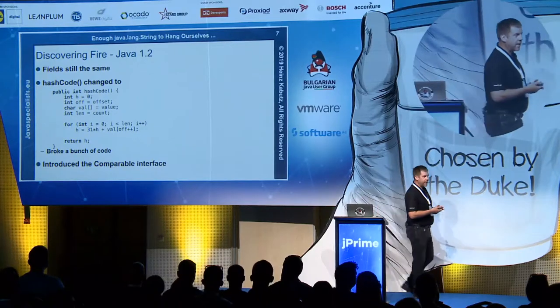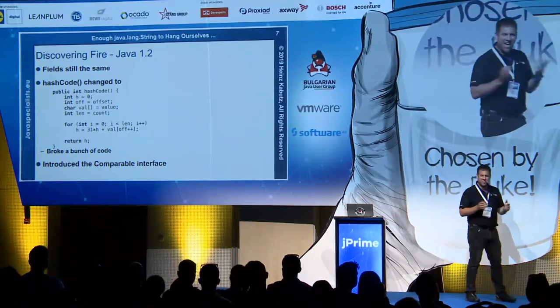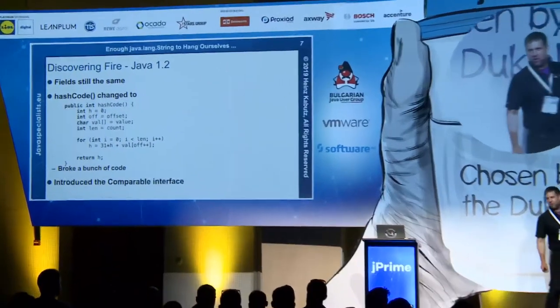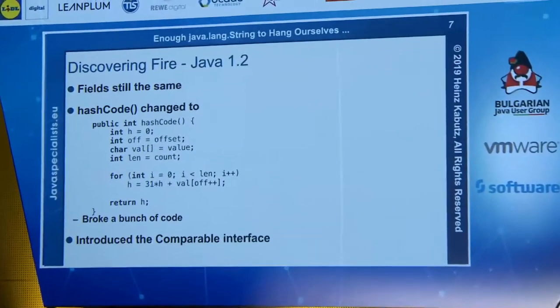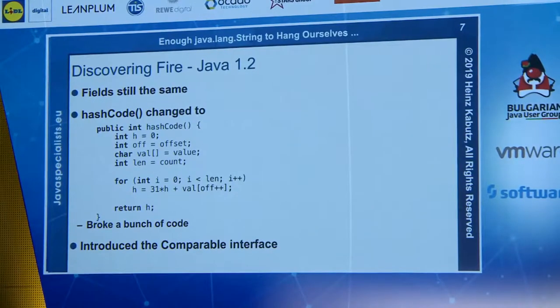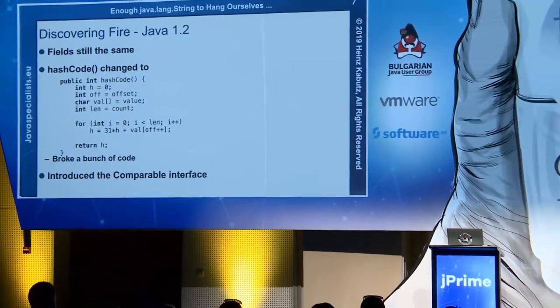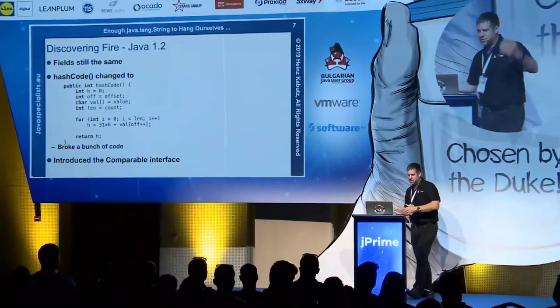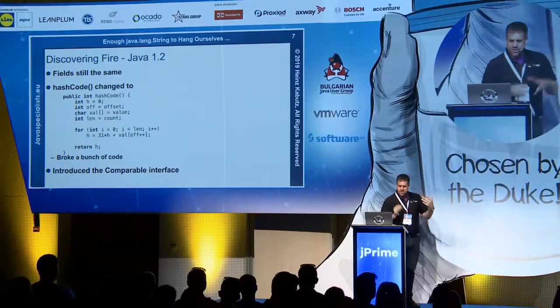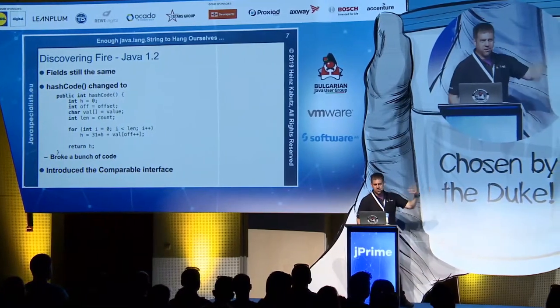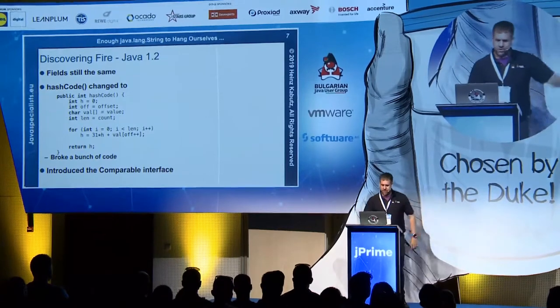Java 1.2, they kept the fields the same, but they changed the hash code. And if you can imagine, this is a long time ago, '98 or so, '99. Even in those days, there was already legacy code with Java 1.1. And people had already written hundreds of thousands, millions of lines of Java code. And changing the hash code upset a lot of people because they said, we didn't know you were going to change it. They had all these tests, they had maybe some serialized classes and hash codes serialized, and it upset everybody. So since then, they've been very careful. They've never changed the hash code since Java 1.2. They've just kept it the same.